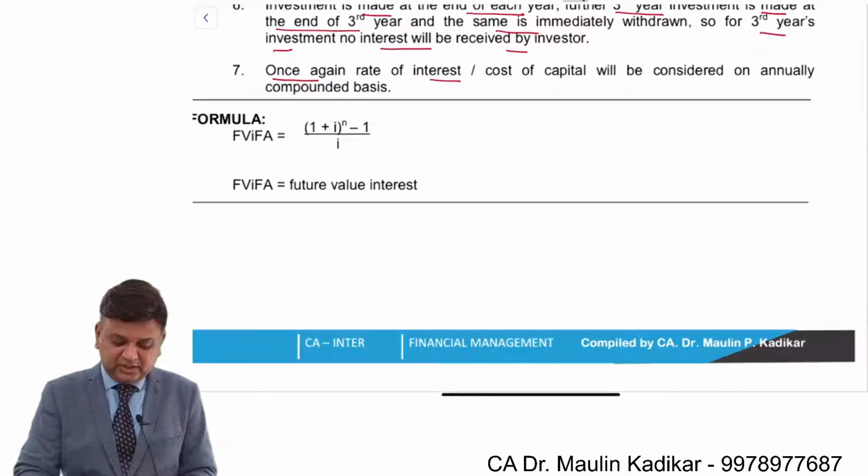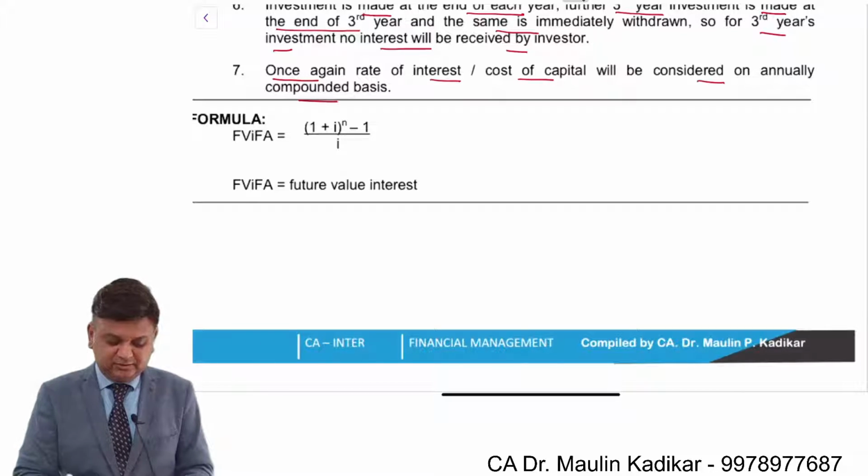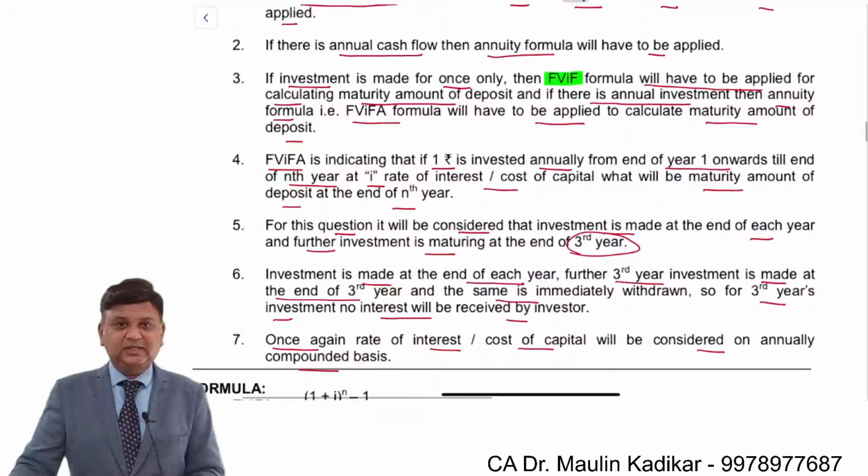Once again, rate of interest or cost of capital will be considered on an annually compounded basis. That is what we understand.